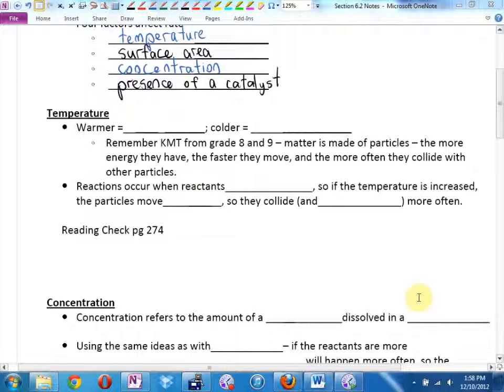Warmer equals faster or slower? Faster. Well, I didn't hear you. Huh? Faster. Yeah, nice yawn there. Faster. Colder equals slower. That's why we freeze food. The whole goal is to slow down the decay reaction so much that it'll take over a year for it to decay.